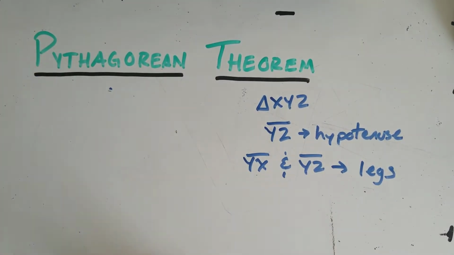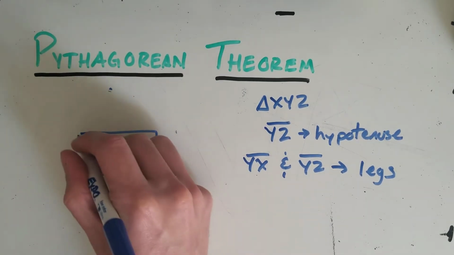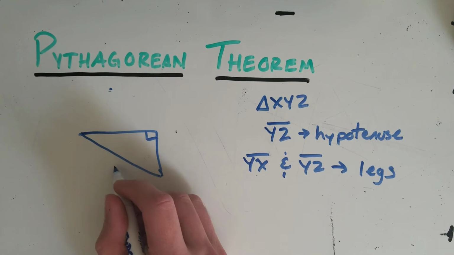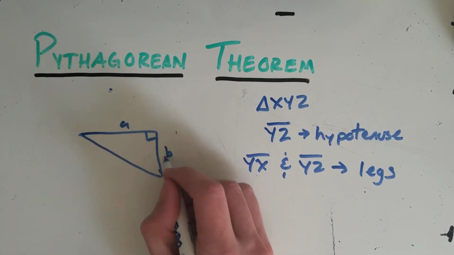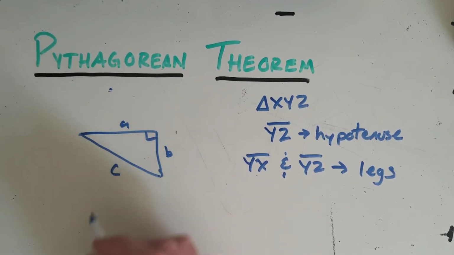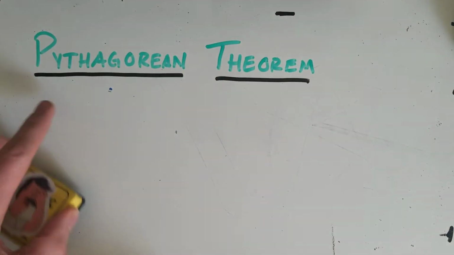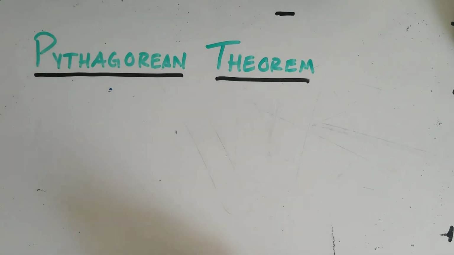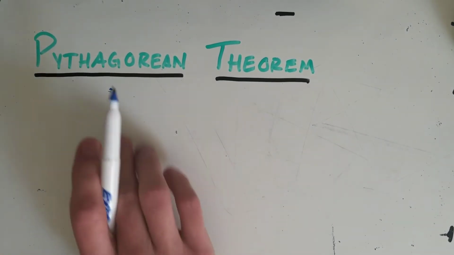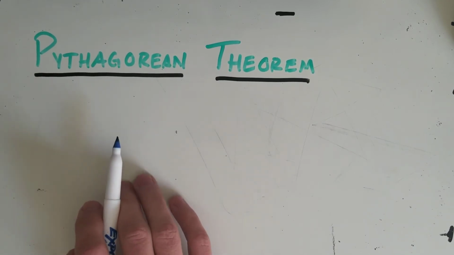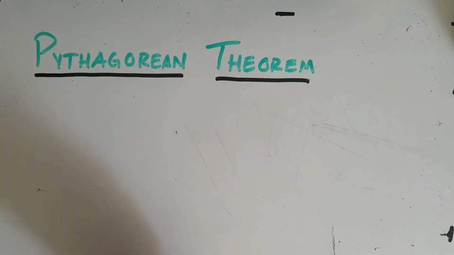Or let's say we had something like this. If this was your right angle up here, then this would be a leg, this would be a leg, and over here would be the hypotenuse across from the right angle. Knowing all of these terms is going to be really important for the Pythagorean theorem. The Pythagorean theorem looks into a relationship within triangles. Instead of looking at the angles, we look at the lengths of the sides.